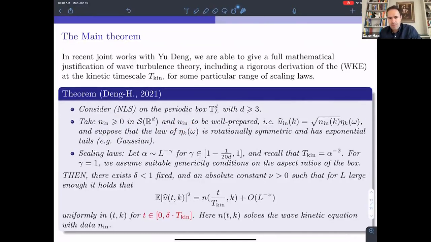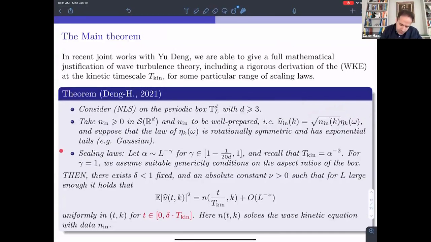I remind you what we mean by that. What we mean by that is that the Fourier modes are given by square root of n initial at k, and then we multiply by those IID random variables eta sub k of omega. The only assumption we need on eta sub k is that its law is rotationally symmetric and has exponential tails. For example, you can take this eta sub k to be Gaussian. Maybe you can take them to be independent Gaussians.